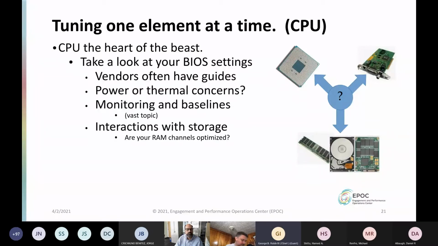Again, monitoring and baselines, that's such a vast topic. One of these days, I'll probably generate a slide deck and we can go over monitoring baselines. But it goes back to know what your baseline is, tune against it. And then again, interactions with storage and are your RAM channels optimized? The interactions with storage are a huge factor. Are you able to get the data from your storage to the wire, and is the path clean?